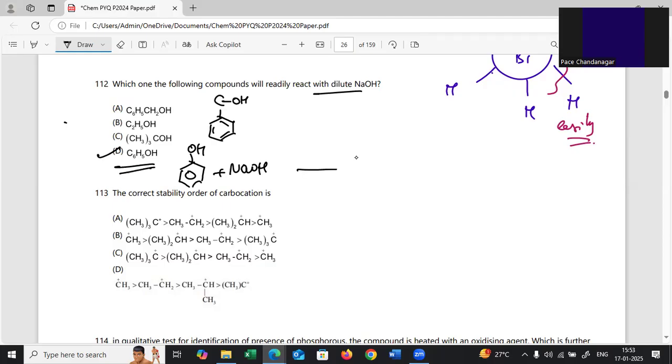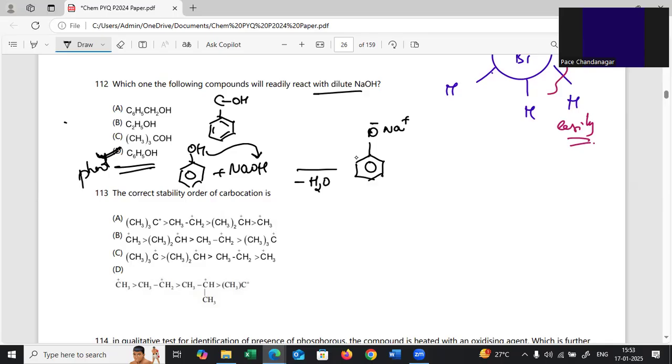Okay, will give us what? H plus will go and sit on the OH, a water molecule will form, minus water, and then you have this with O minus and Na plus, right? So definitely it is a stronger acid than water also, right? So it will react with dilute NaOH for sure, C6H5OH, which is phenol.